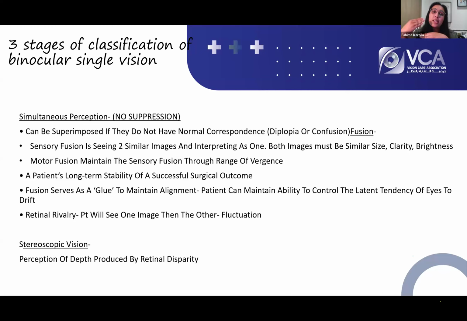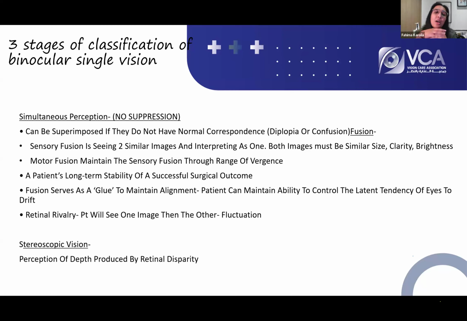Okay. So the next step is motor fusion. What is motor fusion? So we're seeing an image from both eyes, we're fusing them together. And so motor fusion is the ability to keep those two images perceived as one when we change the versions. Okay, how do we do that? We usually do that with prisms.